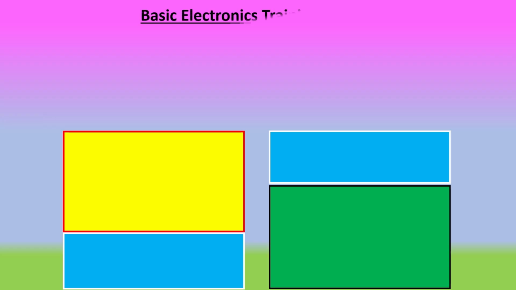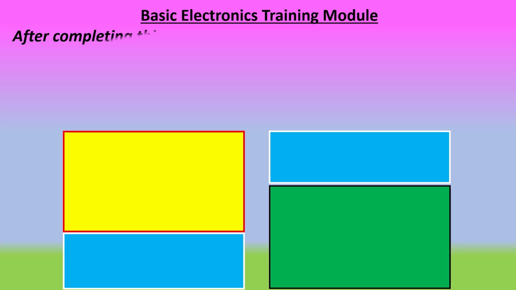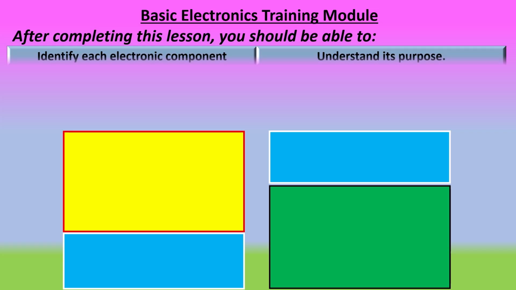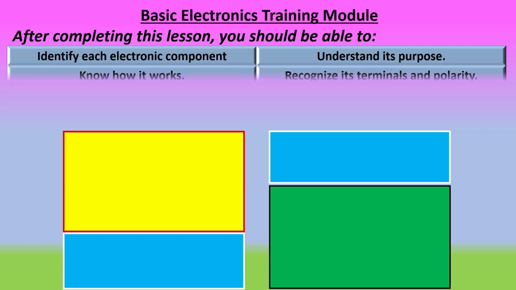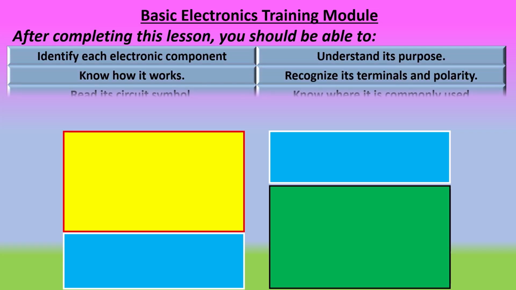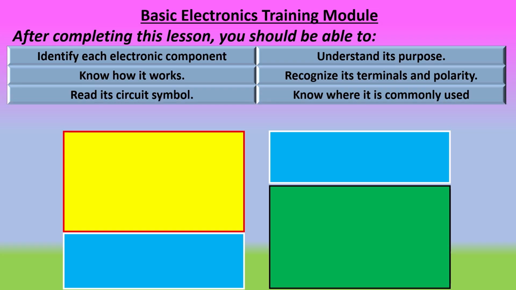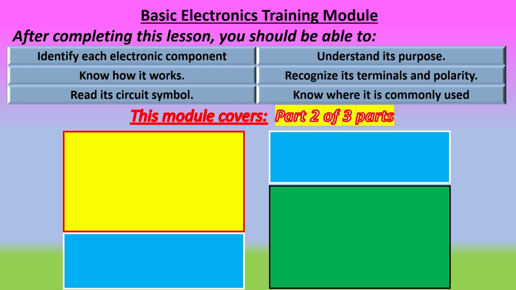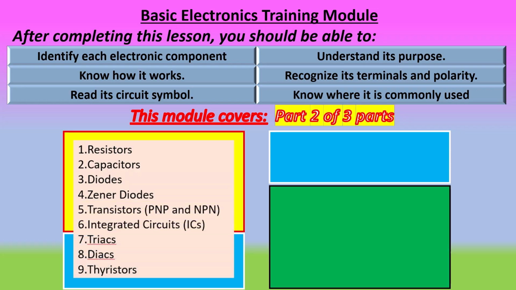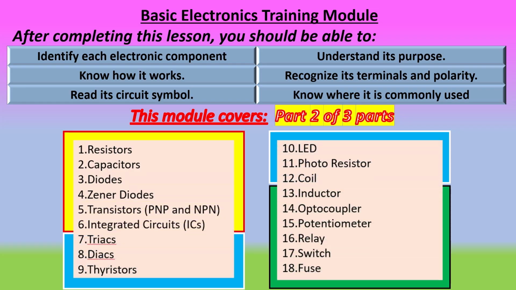Basic Electronics Training Module. After completing this lesson, you should be able to identify each electronic component, understand its purpose, know how it works, recognize its terminals and polarity, read its circuit symbol, and know where it is commonly used. This module covers part 2 of 3 parts. These are all the components we will be covering in this course.